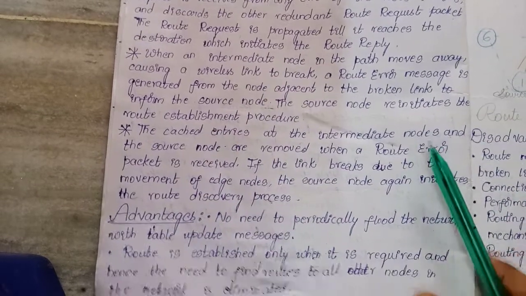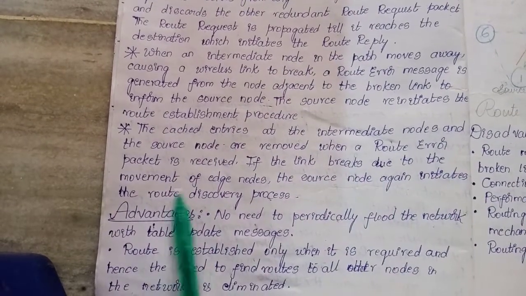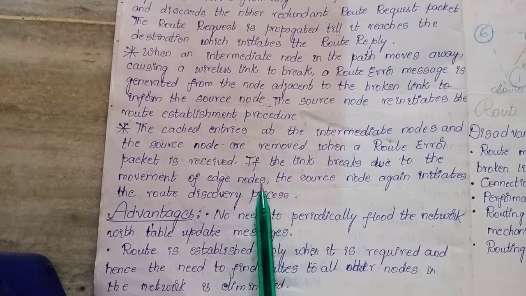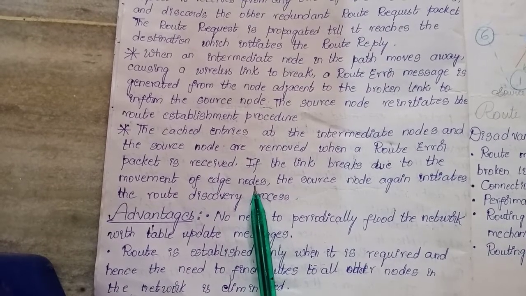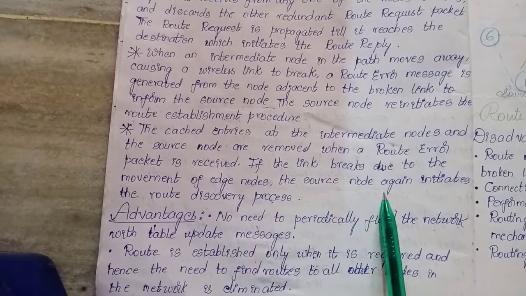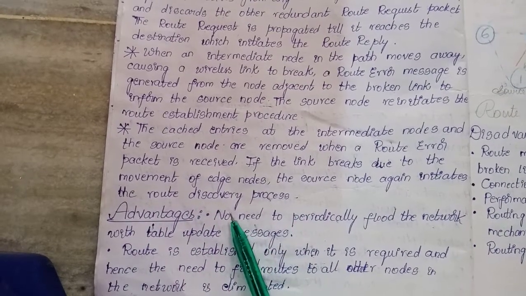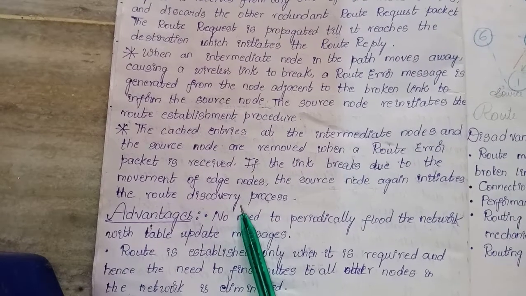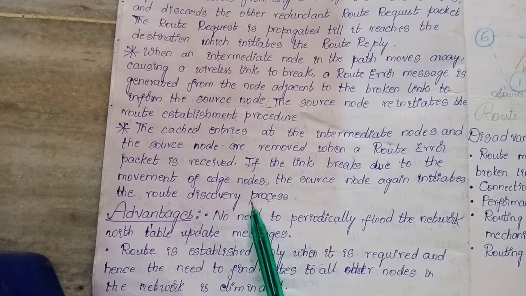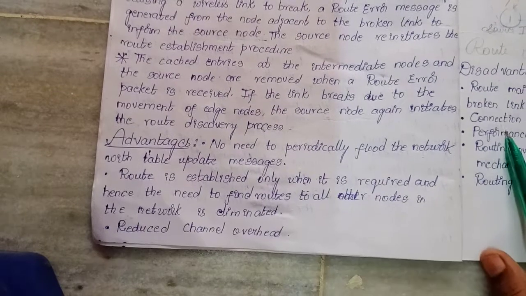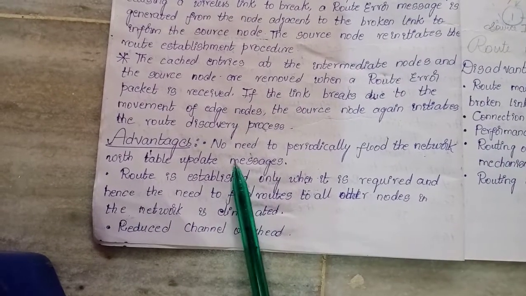If the link breaks due to the movement of edge nodes, meaning nodes which are at the edges of the whole network, the source node again initiates the route discovery process, meaning we'll have to again find the route as there are no other alternative routes. So we'll see the advantages of this DSR.